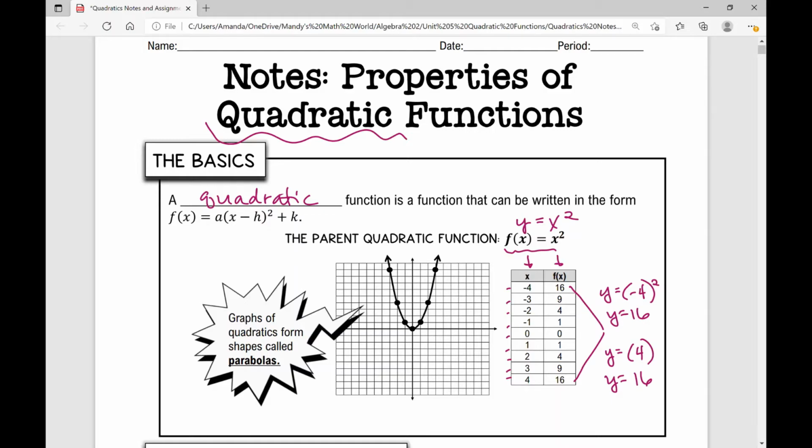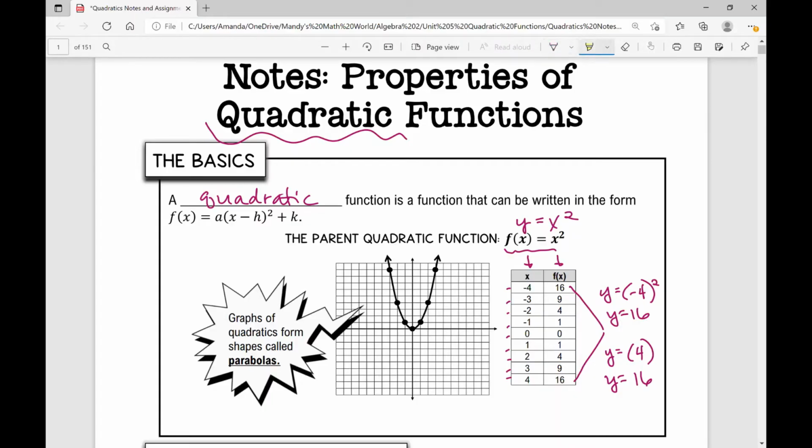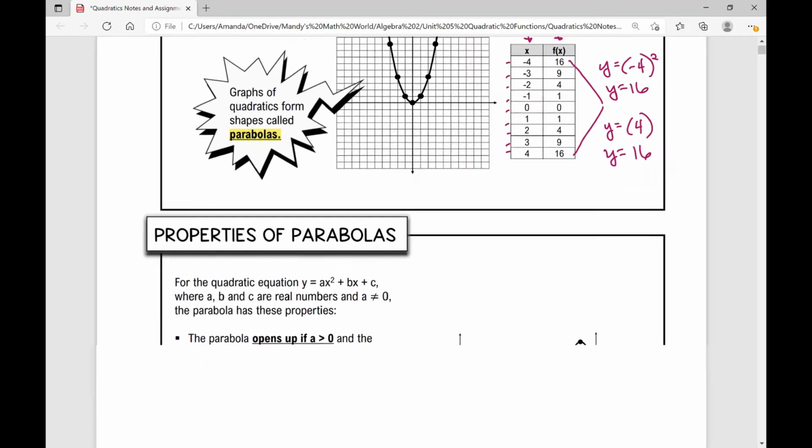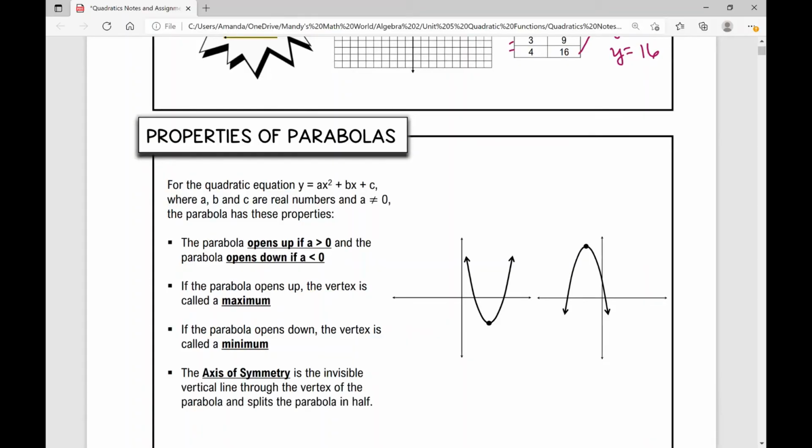So first, let's talk about graphs of quadratics. They form shapes called, and I'm going to highlight this because it's a really important vocabulary word, parabolas. So that's the shape of a quadratic. Let's move on and let's talk about properties of parabolas. I'm going to go through each one of these bullet points.